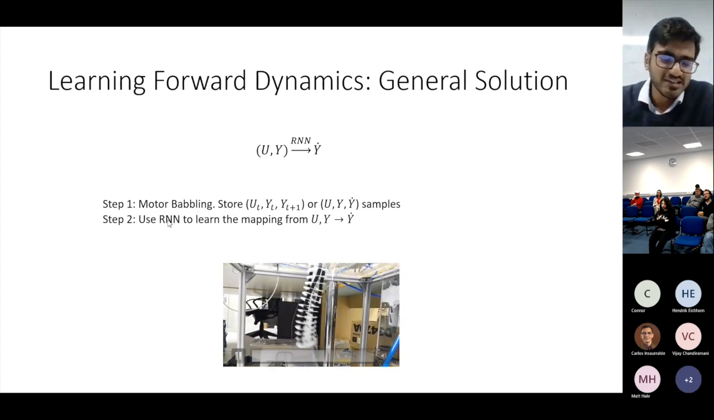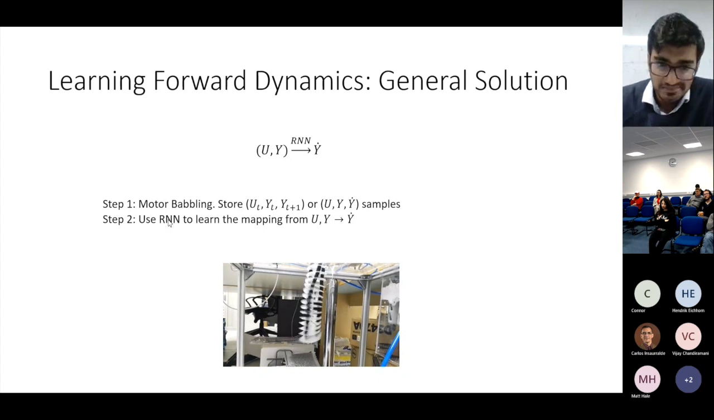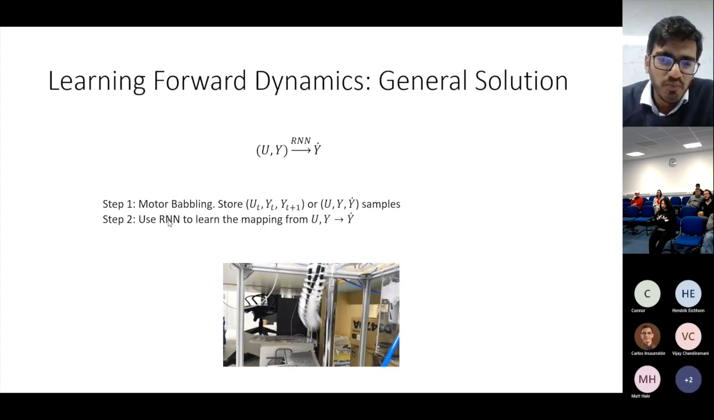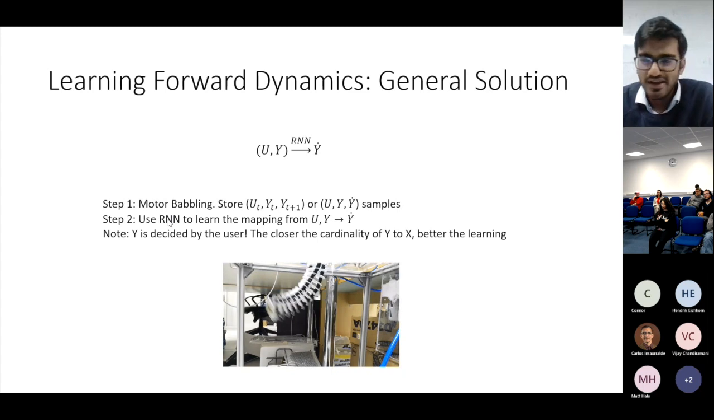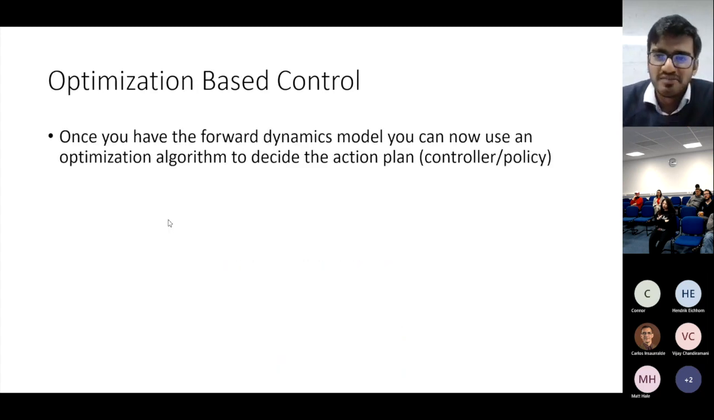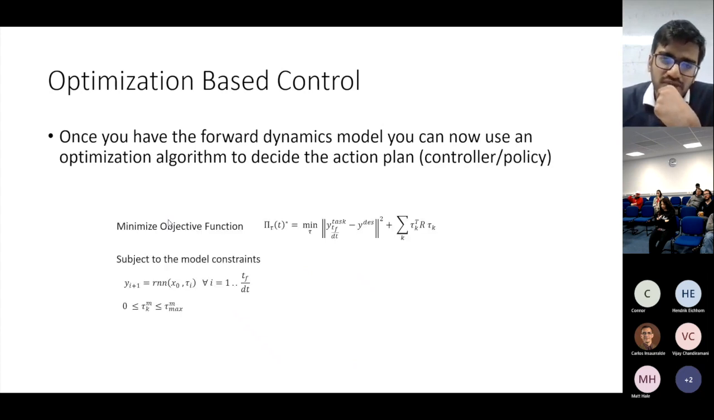I can't seem to mute it, but you do some random motions. Observe what happens to the output for the given input, and then use your RNN to learn this mapping. Once you do that, like I said, you can do any simple optimization techniques which try to find out what is the control input that takes you to the desired output. So if I want to reach this position, I can do an optimization to find out what control inputs take me there. So you can formulate that like a minimization problem, and put constraints.